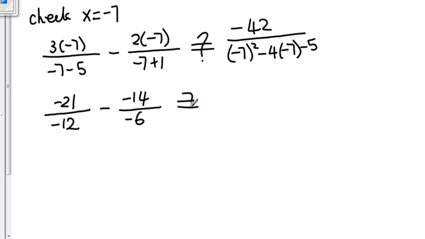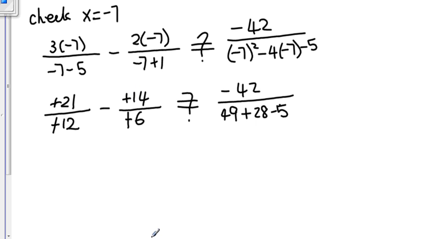Is that equal to negative 42 over negative 7 squared? That would be negative 7 times negative 7 is positive 49. 7 times 4 is 28. So negative times negative is a positive, plus 28 minus 5. Now again, to save time, let's use the calculator to do it. Negative cancels with negative, so we get positive.